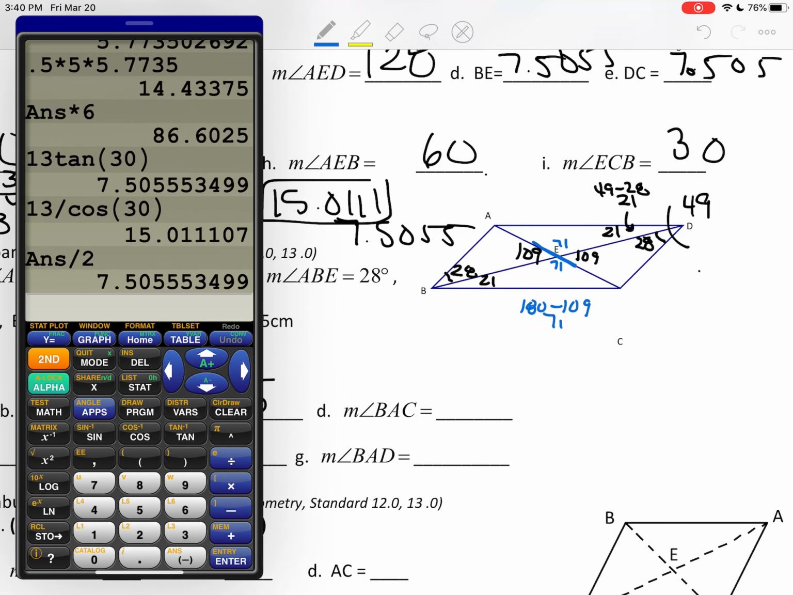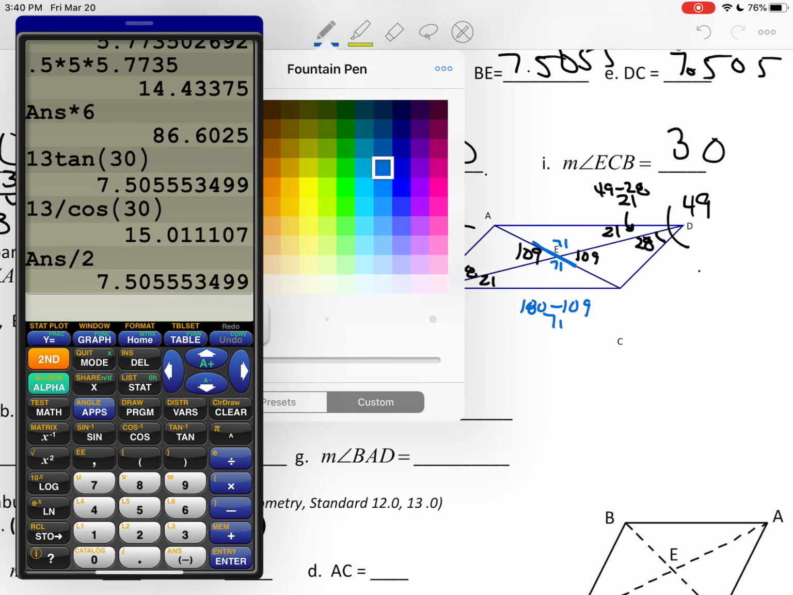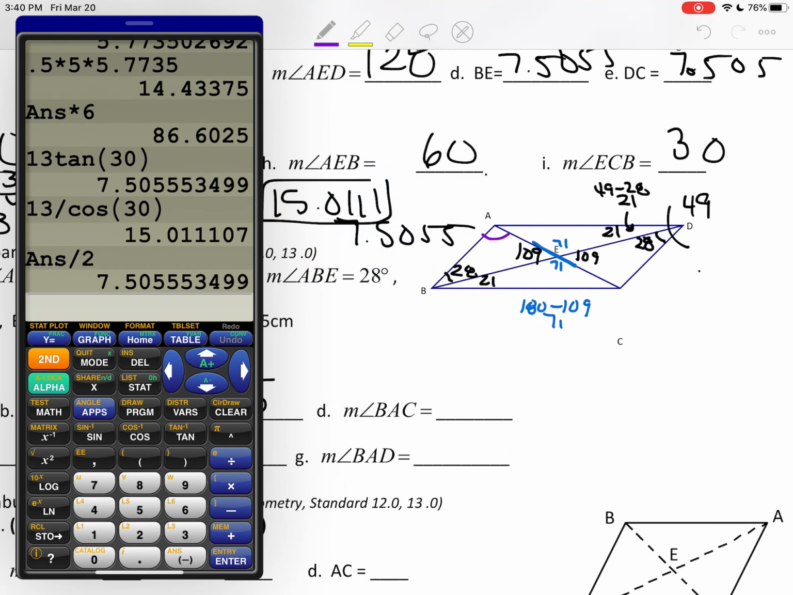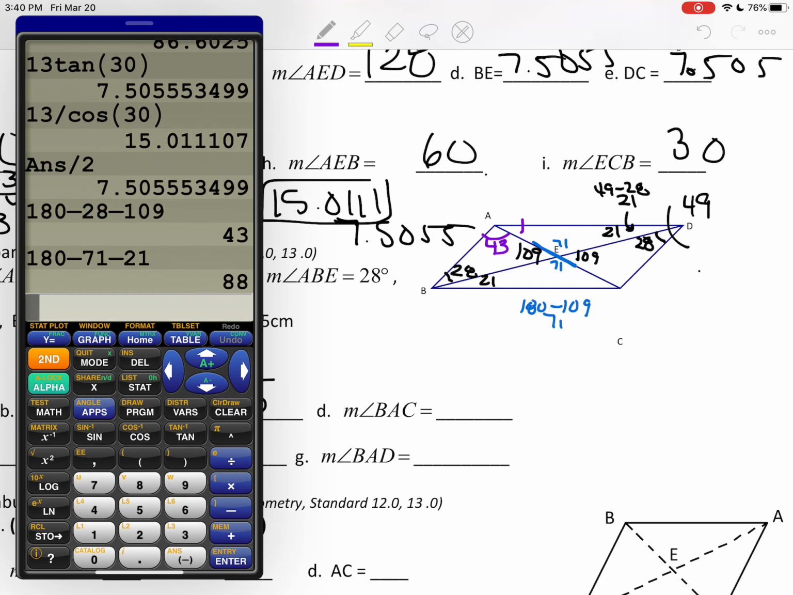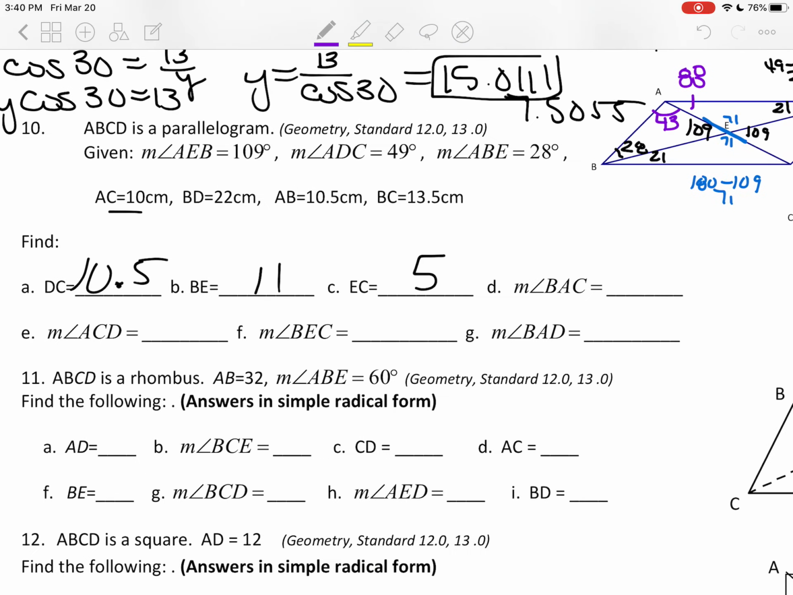Now I can use triangle sum to find the remaining angles. Okay, so for this one right here, I have 28 and 109, so I'm going to go 180 minus 28 minus 109, and I get 43. Okay. For this angle right here, do the same thing. I'm going to go 180 minus 71 minus 21. And that one's 88. Okay. All right. That's all I need, because I have alternate interior angles, so we can do all the rest.